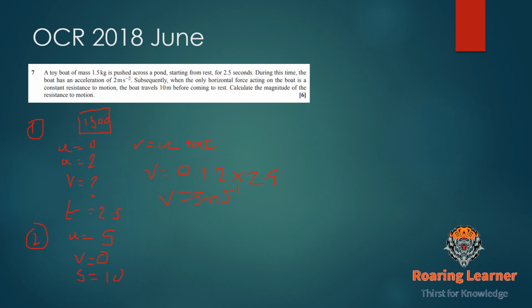Now, what variable should I try to find? Well, if I want to know force, I've got mass, so I need acceleration, right? So to find force, I need to find acceleration. Remember the question is asking to calculate the magnitude of the resistance to the motion, which means the force that's resisting the motion. Right now the object is going this way, and we want to find out what force is pushing it back. So this is the next part of the question, and for this one we can use v squared.